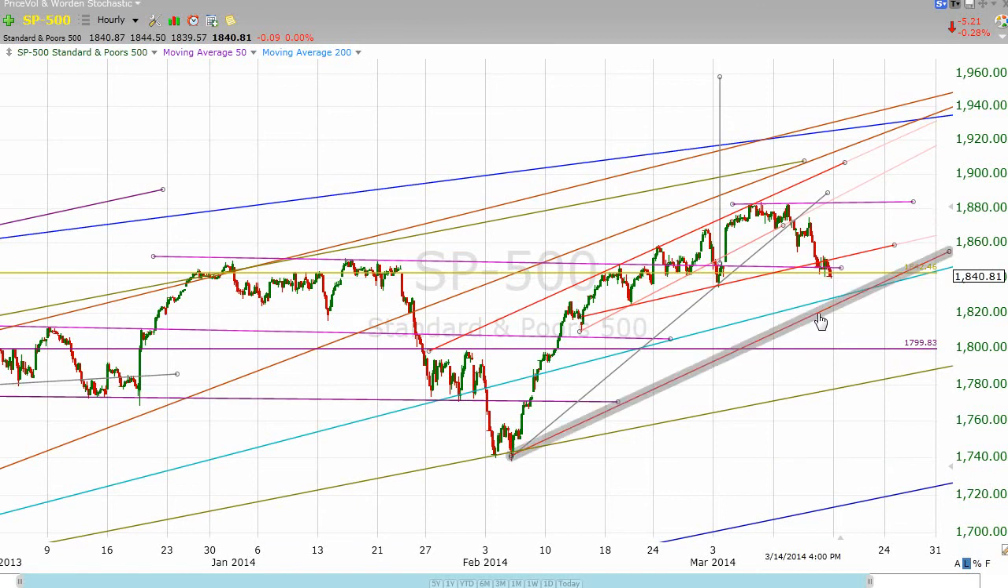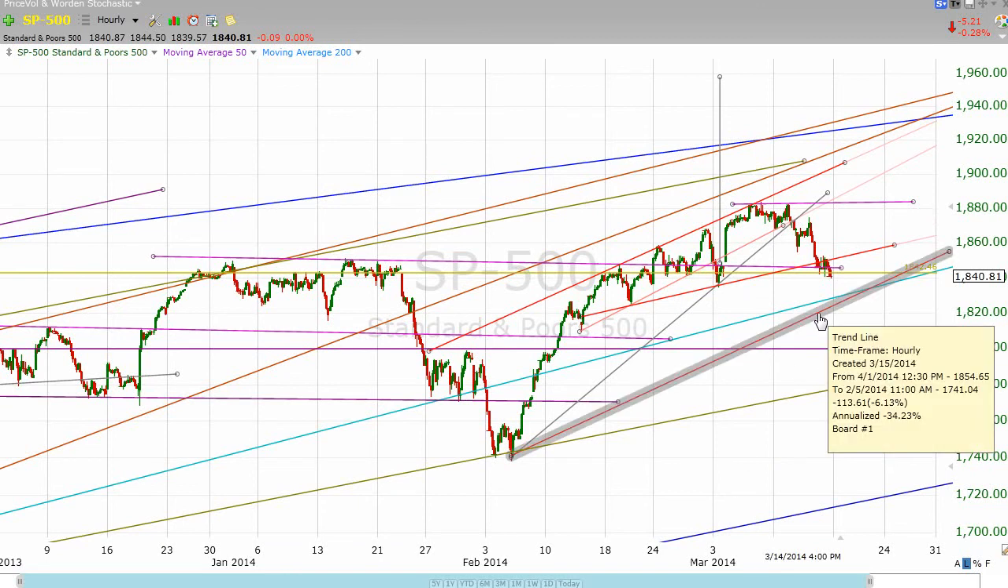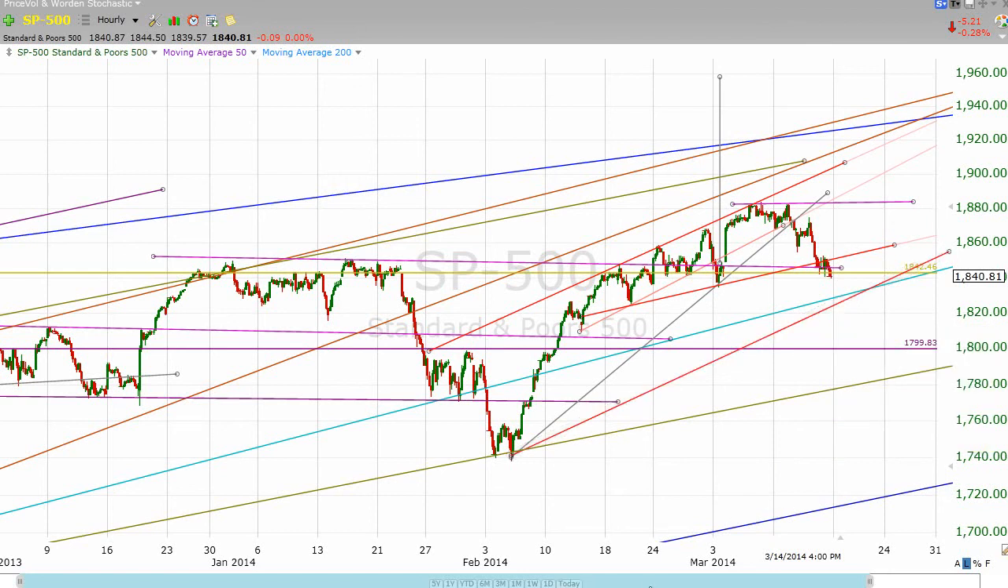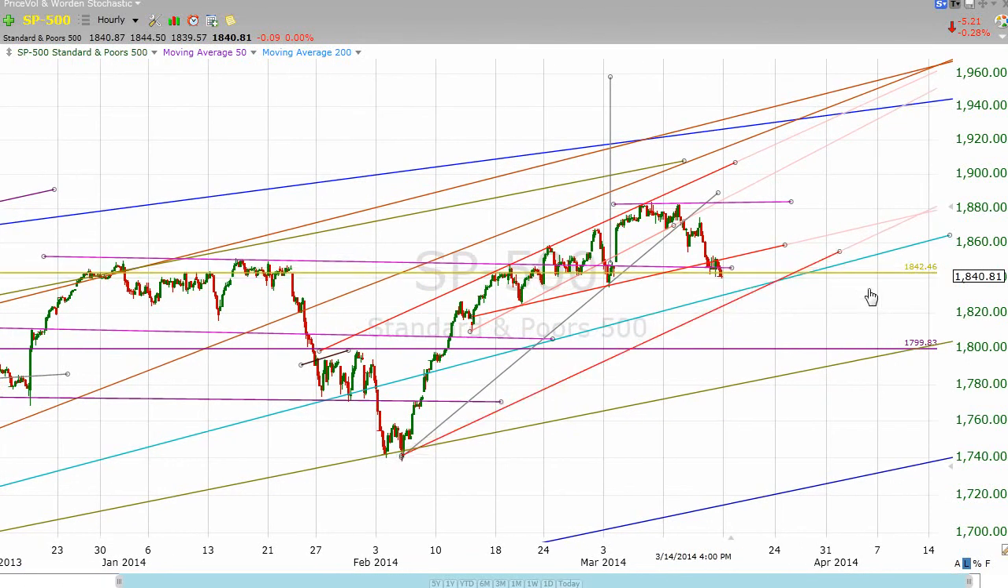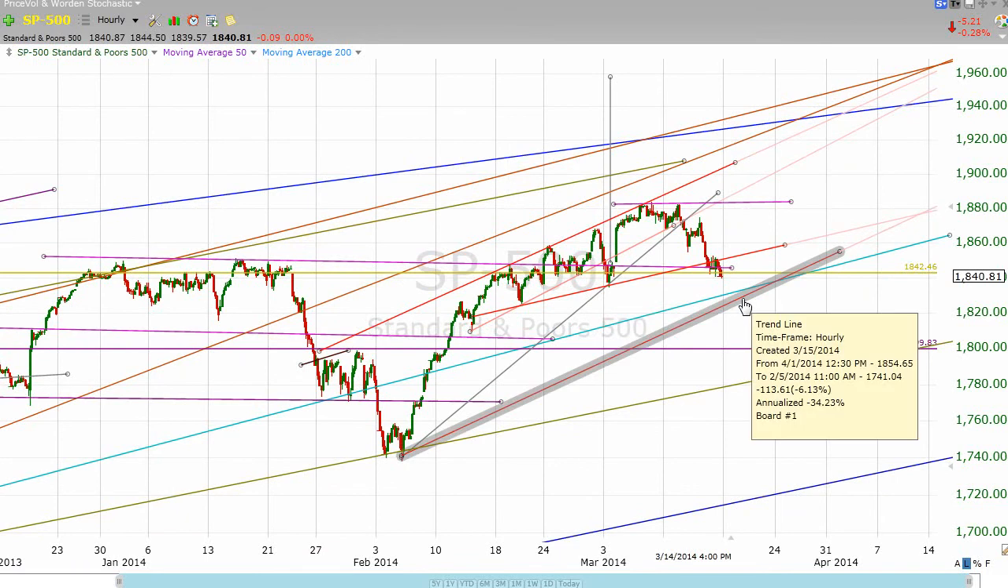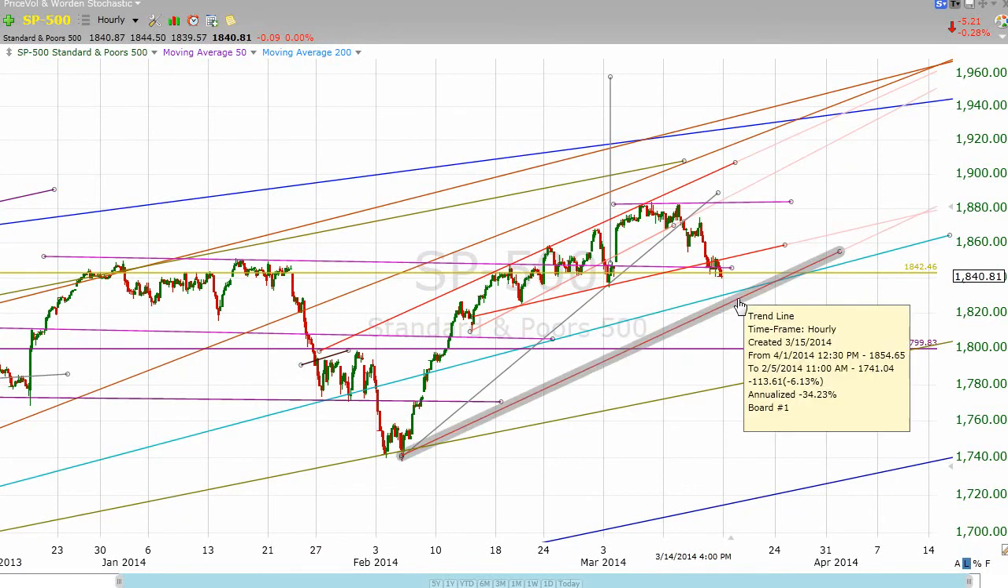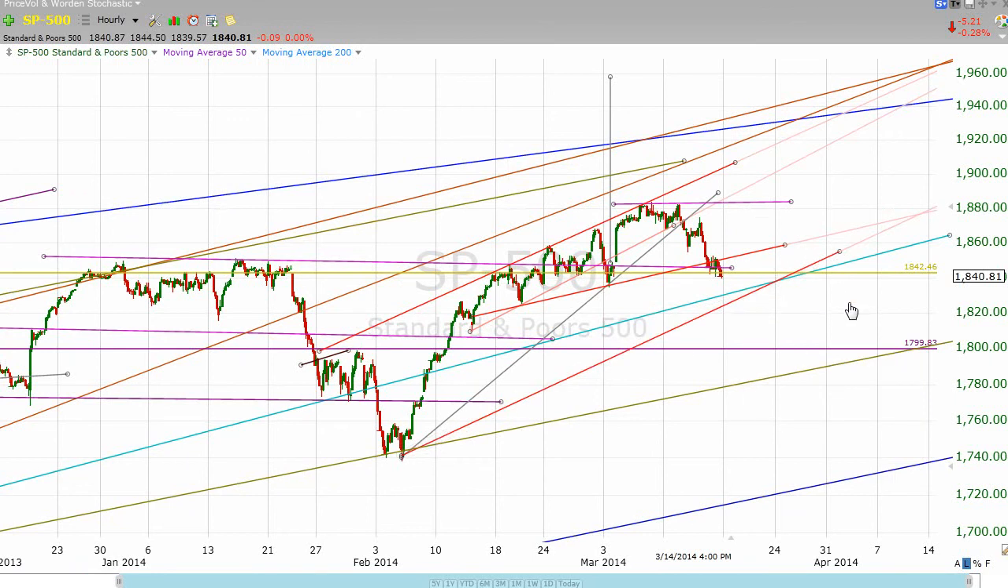Again, to keep from getting spooked out of the market, because that's a bad thing too, I've put this line right here just in case we come down to that and then we see a sign of a reversal. That would certainly be nice.